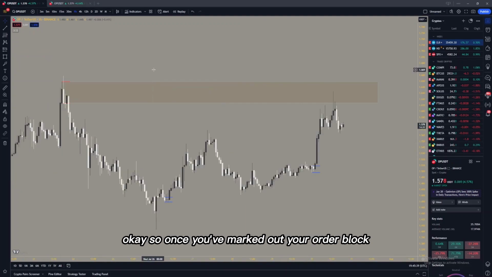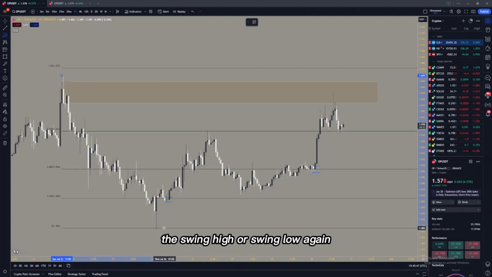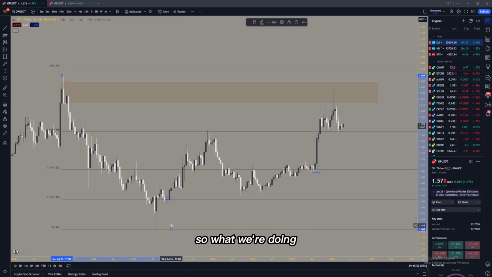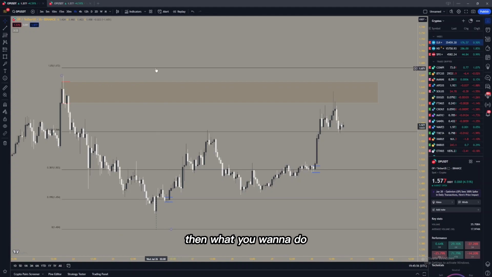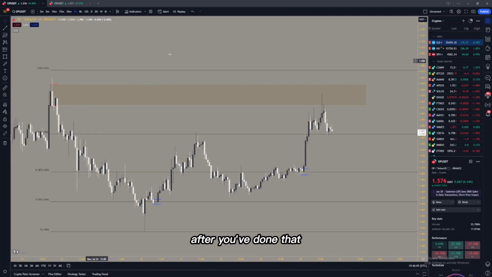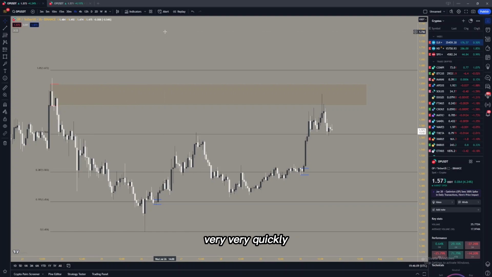Okay, so once you've marked out your order block, what you want to do is get your Fibonacci tool and drag it from the swing high or swing low again to the swing high or swing low. Here we are in a downtrend, so what we're doing is dragging it from the swing high to the swing low. Then copy over these exact settings. After you've done that, you're going to get the idea of what we're doing very quickly.